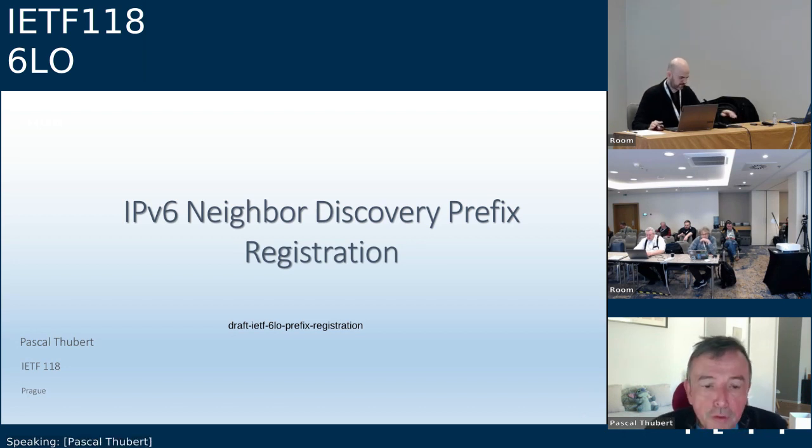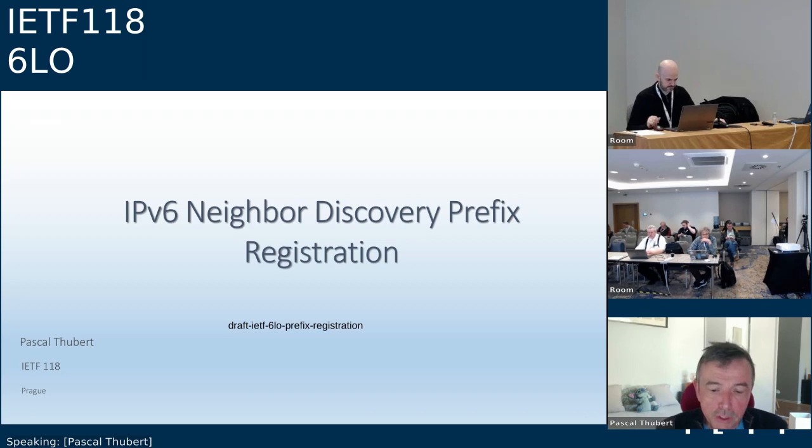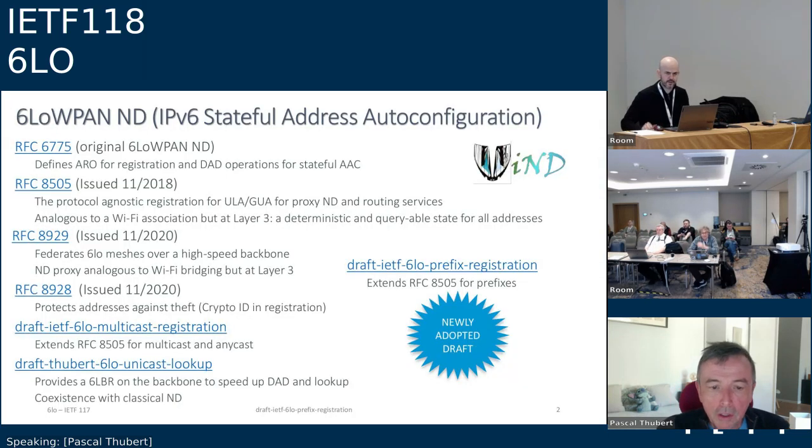Okay, so this is a refresher on the 6LO prefix registration. As you all know, this is a family of RFCs which deal with how the host can signal to the router that it owns or wishes to own an address, and we have extended that to the capability to expose that you want to receive traffic for an anycast or a multicast address.